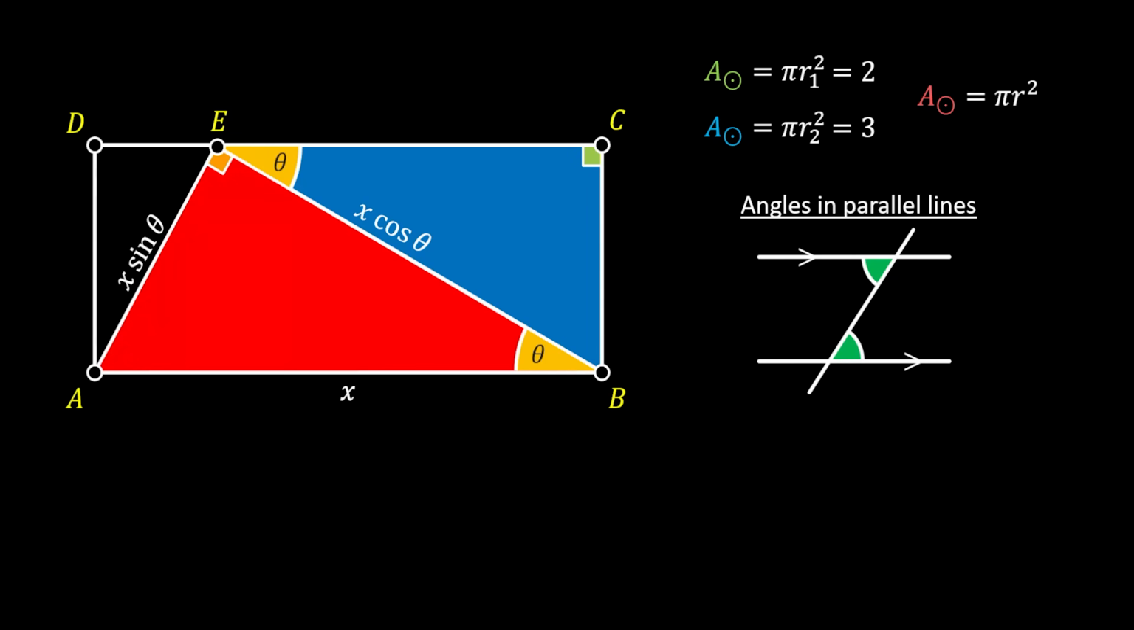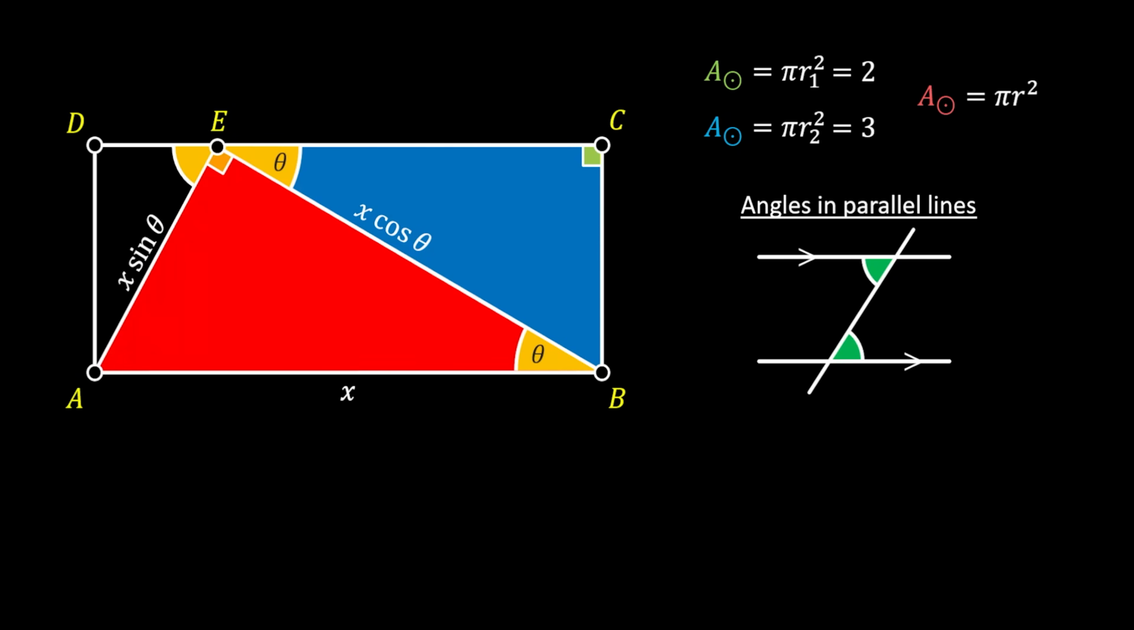Now, have a look at the overall angle at the point E. This angle is a 180-degree angle, and it consists of 3 smaller angles: the acute angle theta on the right, the right angle in the middle, and this other acute angle on the left.